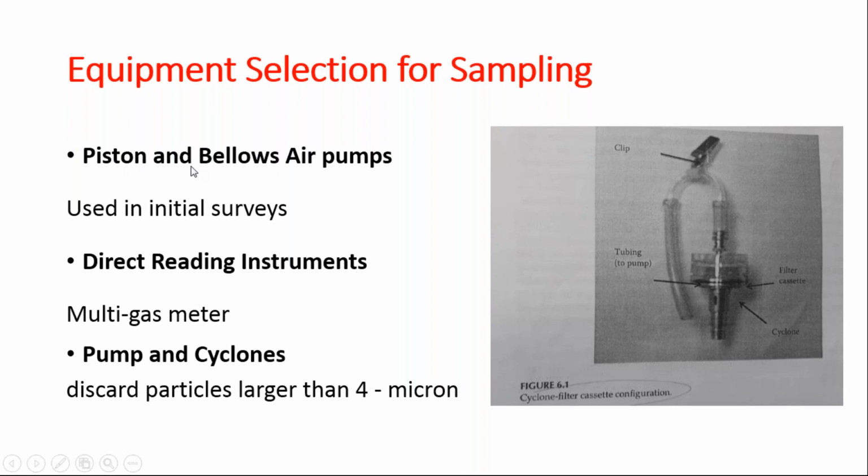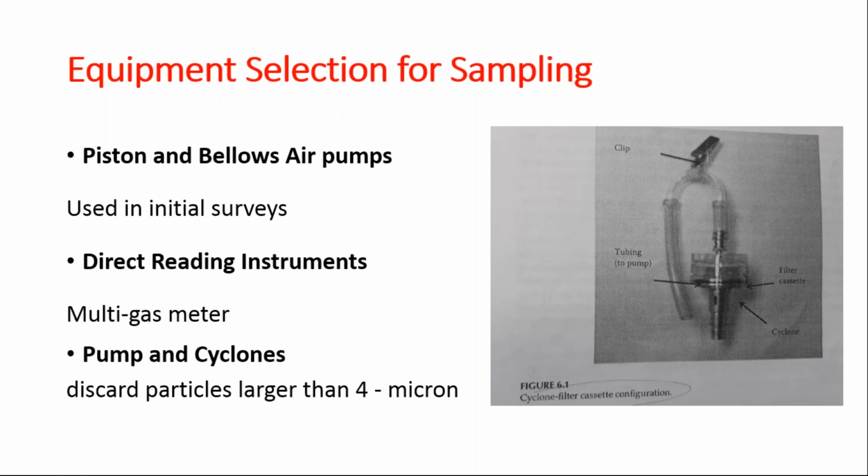However, to collect the sample, we can also use piston type or bellows type air pump. These are types of the pump. Such types of sampling equipment are mostly used in initial survey. In initial survey, mostly the level of quality is low, and the level of precision is mostly low. Then there are direct reading instruments, for example the multi-gas meter.